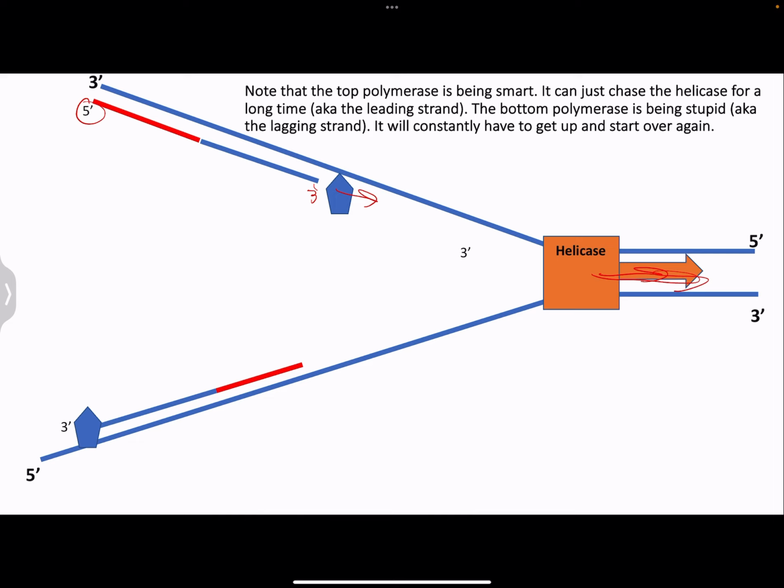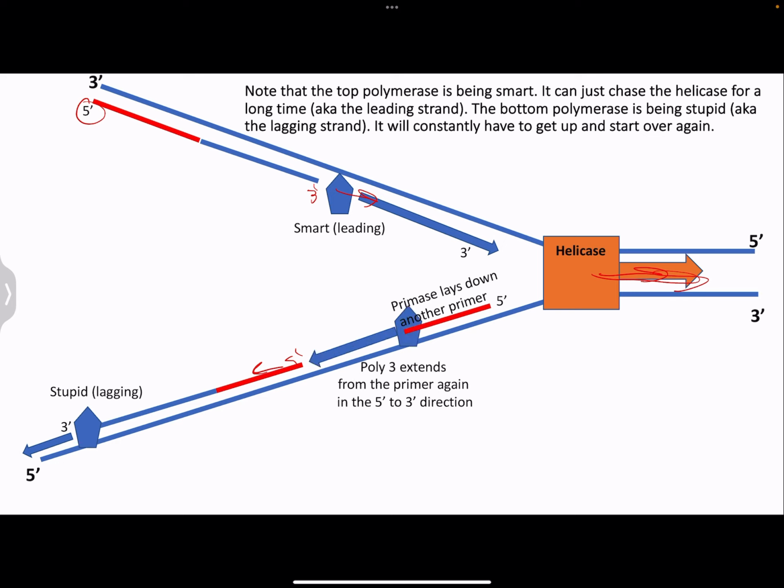We're going to have the lagging strand, which is going 5' to 3' in the opposite direction. So it's kind of stupid. It has to keep stopping and starting, stopping and starting. So let's see exactly what I mean. Smart leading, boom. Look at the stupid. The stupid has to get up, run all the way around, get another primase, lay down, and do that again. It constantly has to keep doing that. It's just a little bit silly.